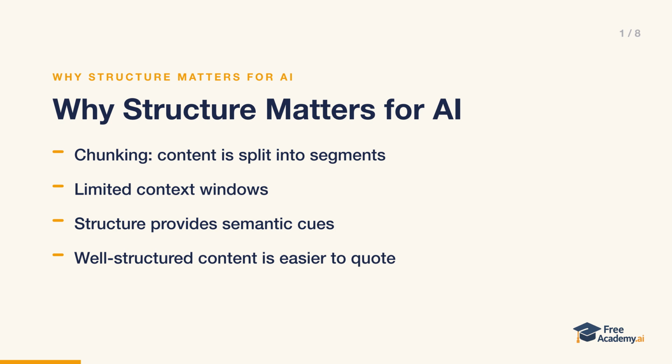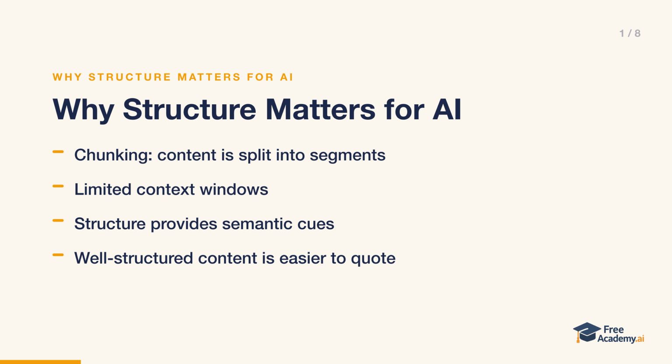How you structure your content has a big impact on whether AI systems can understand it, extract it, and cite it. That is because AI processes content very differently than a human reader does. First, content gets chunked, meaning it is broken into segments for processing. Second, AI works within limited context windows, so only so much text can be analyzed at once. Third, AI relies on pattern recognition, and your structure provides the semantic cues it needs.